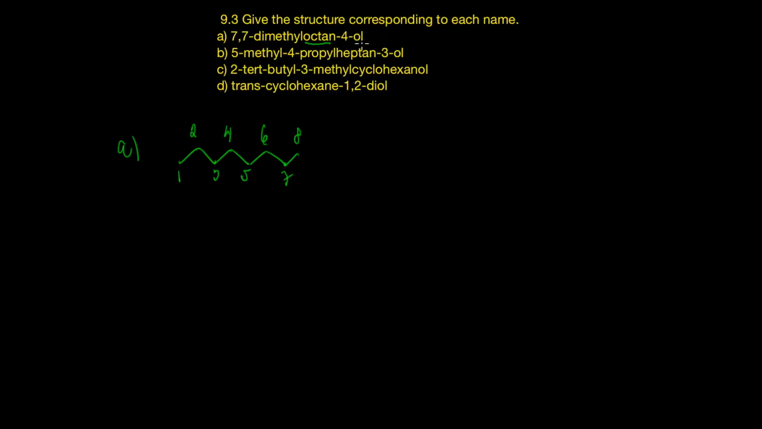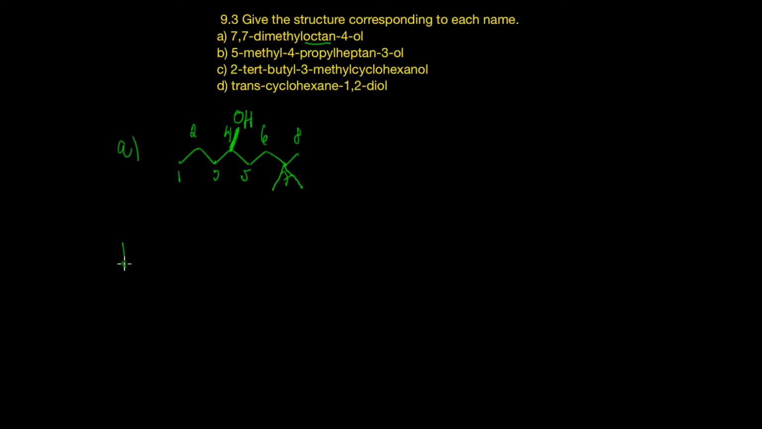So there's an alcohol at carbon 4. So let's put an OH here. There are 2 methyl groups located at carbon 7. So I'll put one line coming here and one line coming there. So you can see how it's pretty easy to draw a structure given the IUPAC name.